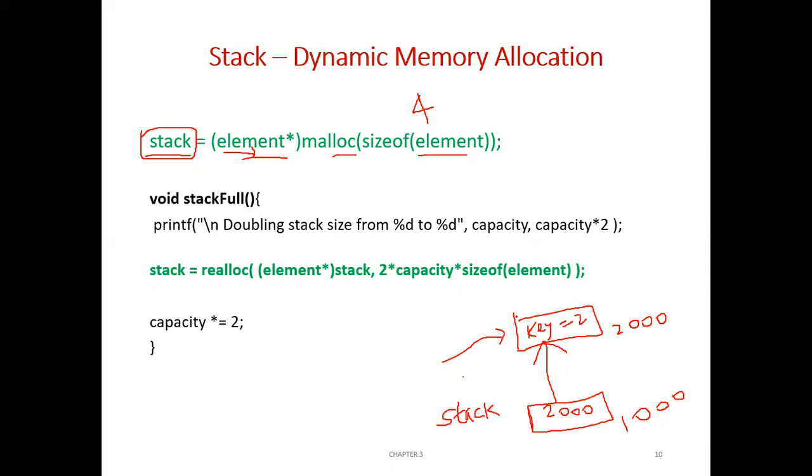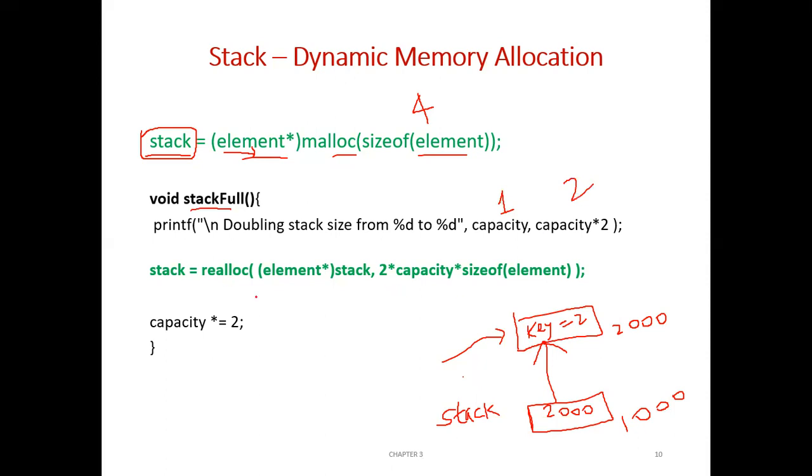But as we discussed, when you try to push, the stack size should double. Currently its capacity is 1, it should become 2. That is, it should be able to hold one more element. For that we are using this function, stack full. So whenever you try to push, if the stack is full, then the stack full function will be called. It will say that we are doubling the stack from so and so size to so and so size. Initially the capacity is 1, now it will become 2.